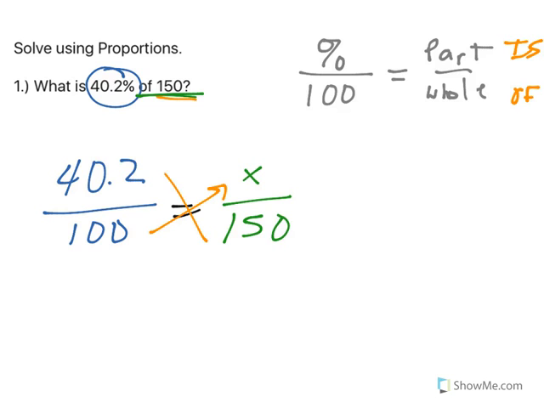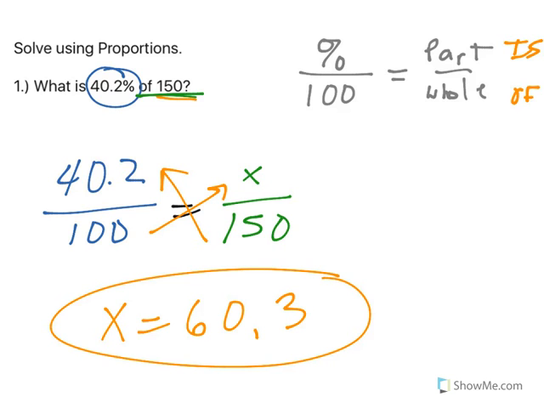Now we use our cross multiplication, and when I do that, I end up with a value of 60.3. And it makes sense, right? When I go 100 to 150, that number got bigger. So 40.2 should get bigger to go to the right, which 60.3 is.